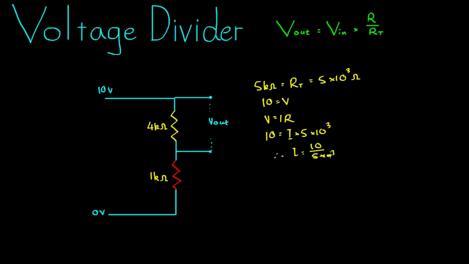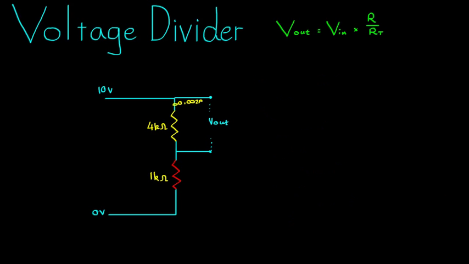Which comes to 0.002 amps. So now let's figure out the amount of voltage across this component. V again equals IR. We know there's 0.002 amps flowing through here. So the voltage across here is equal to 0.002 times 4 times 10 to the 3, bringing it into ohms, which is equal to 8 volts. This is, as I said, the long way of doing it.